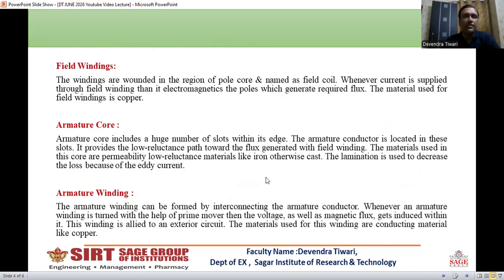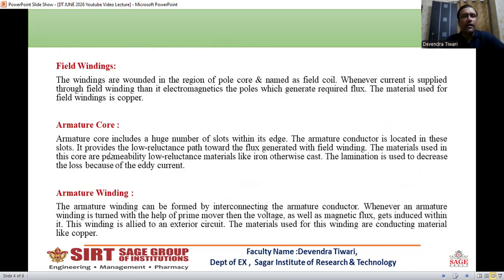Now field windings. The windings are wound in the region of pole core and named as field. That means these windings are placed on the pole. Whenever current is provided through field winding, then it magnetizes the poles which generate required flux. The material used for this field winding is copper.